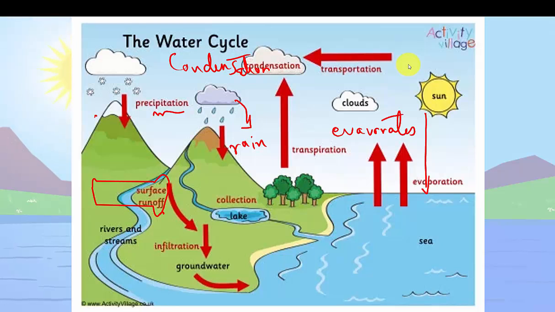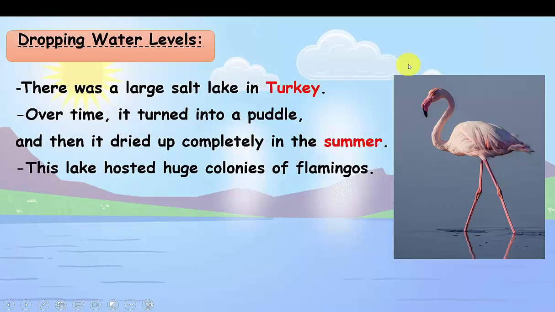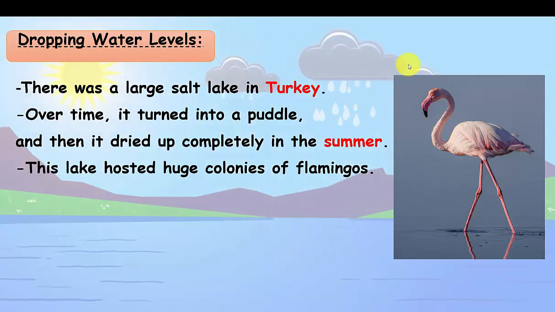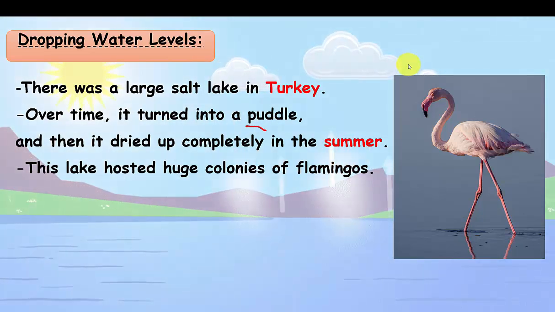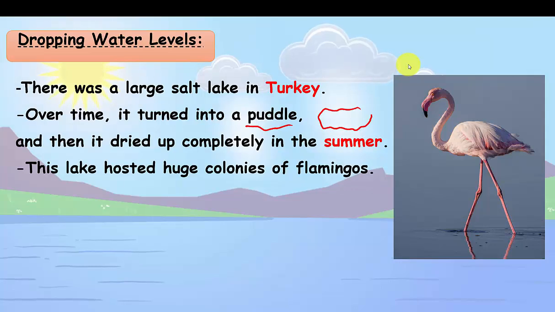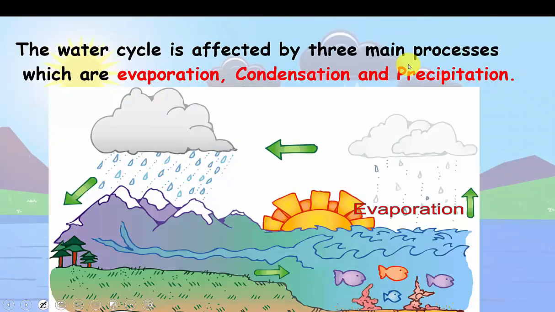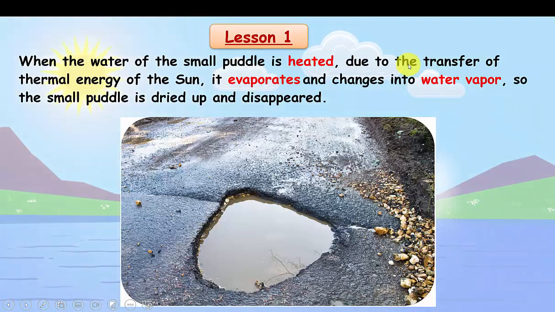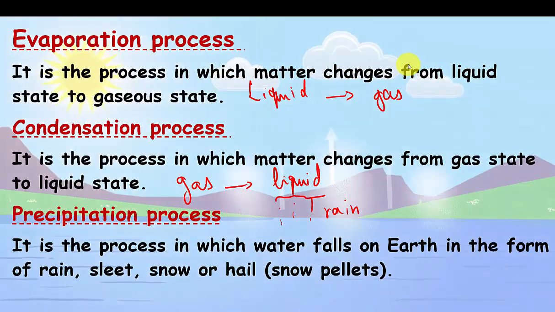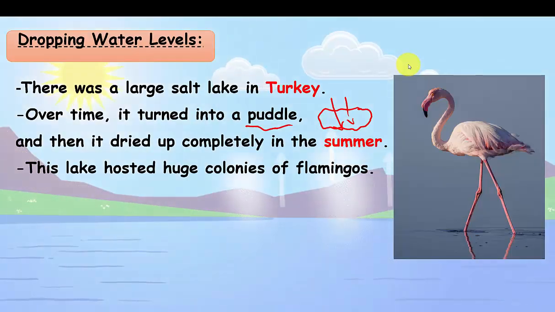This is called the water cycle. Dropping water levels: there was a large salt lake in Turkey. Over time, it turned into a puddle. Puddle means a piece of land full of water, like we saw in the other lesson. Here, this is a puddle. It means a collection of water. So, this puddle, and then it dried up.